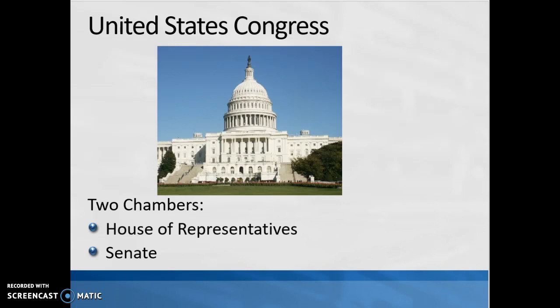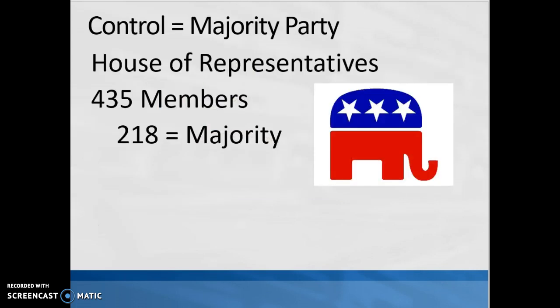2 members per state. And up until the 17th Amendment, those senators were chosen by the states, chosen by the state legislatures. Now, after the 17th Amendment in the 20th and 21st centuries, the people elect the senators. In the House of Representatives, it's a larger house, 435 members, because it is based on population.